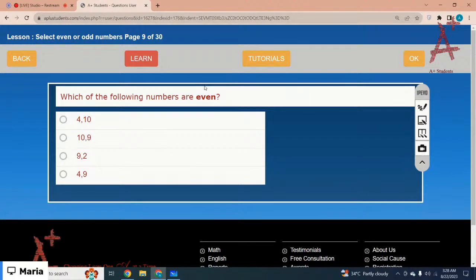Which of the following numbers are even? Which is the correct option? Option number 1 is the correct option, right? 4 and 10, they both are even.